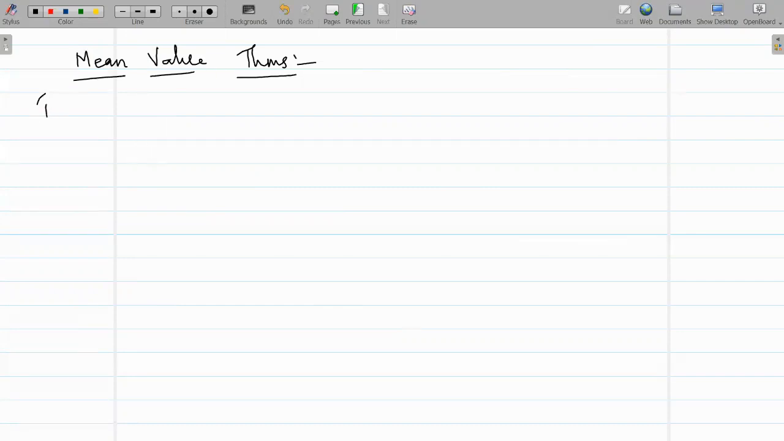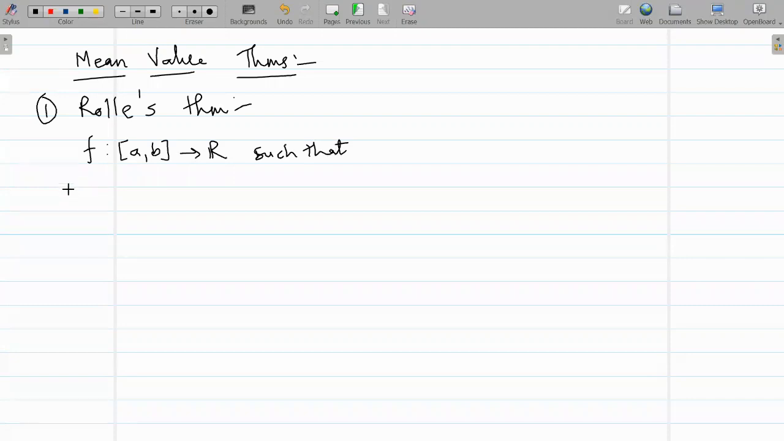So first thing I want to talk about is Rolle's theorem. So what is this Rolle's theorem? If I have a function, I'll write the starting point, then you can tell me, such that... So what are the conditions?